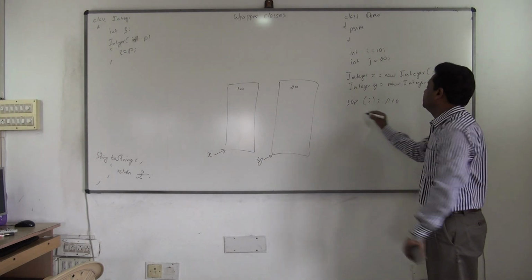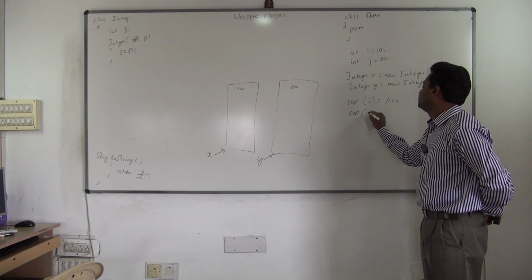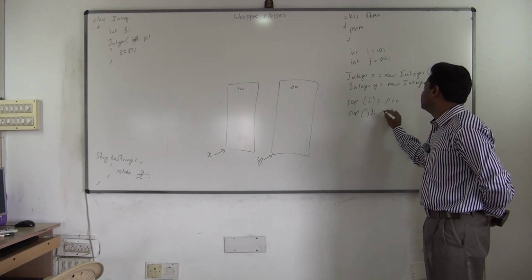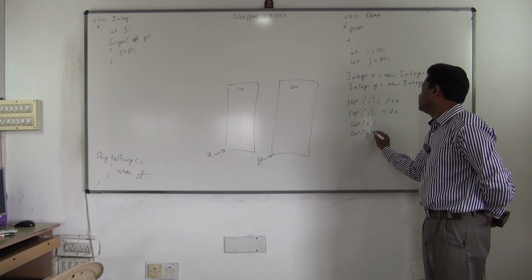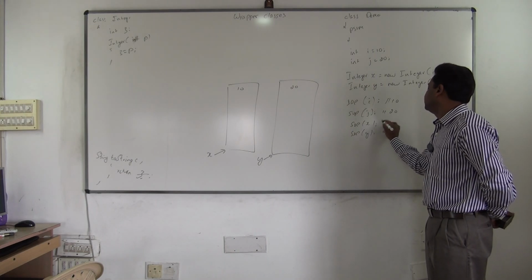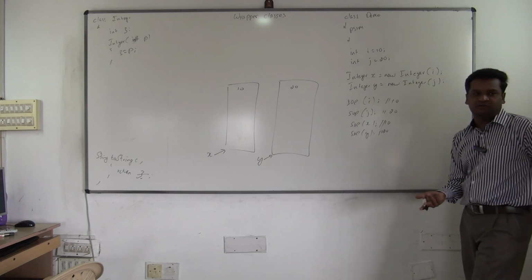Now if I print SOP i, and even SOP j, it will print 10 and 20. This is no issue. But if you print SOP x, SOP y, this also will print 10 and 20. Now when it's printing the same value, why should I store it, you'll ask.